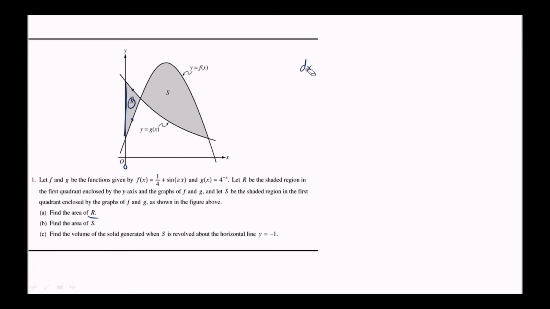Okay, so part A, what do we have to do first? We have to find this upper bound. We know the lower bound is 0. We want to find the point where f and g intersect. Well, we know that f is 1/4 plus sine of pi x, and g is 4 to the negative x.